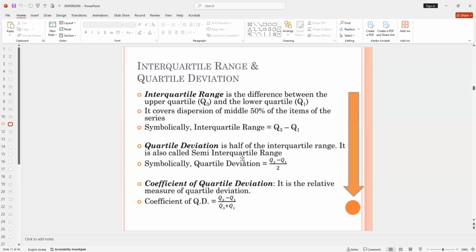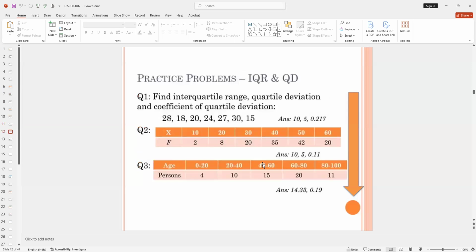Now you have to find a relative measure of quartile deviation, also known as the coefficient of quartile deviation. The coefficient of quartile deviation is Q3 minus Q1 upon Q3 plus Q1. Here are some practical questions on interquartile range and quartile deviation in all the series: individual, discrete, and continuous. In these you have to find the values of Q3 and Q1, and then get the answer of Q3 minus Q1.